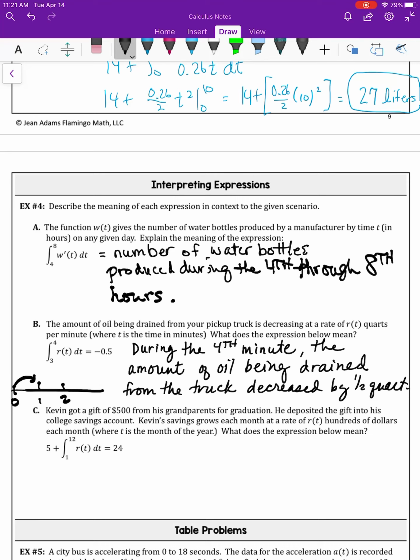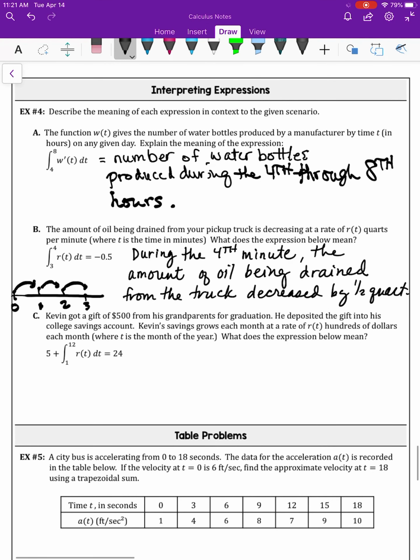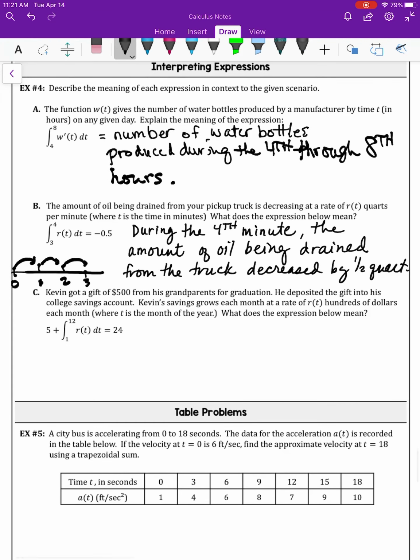And if you started at 0 and integrated from 0 to 1, that would be during that first minute. 1 to 2, that's during the second minute, because once you've hit 1, this minute's already gone. So this is during the second minute. And then, of course, so on and so forth.